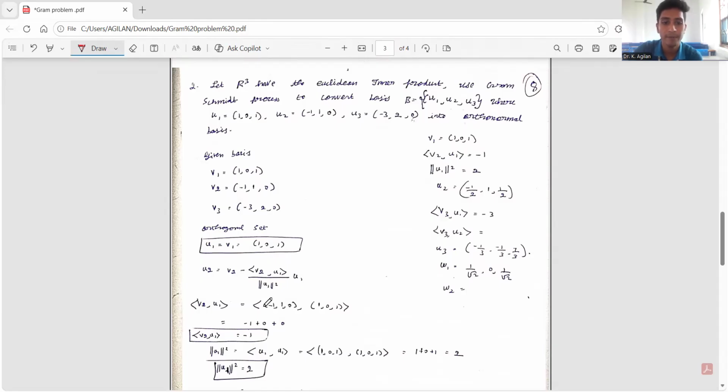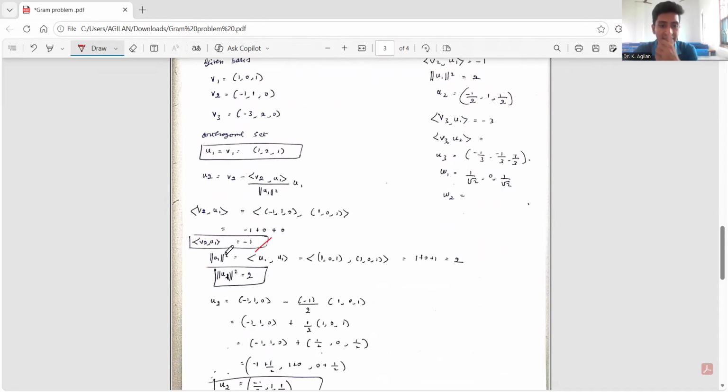So substitute here the inner product of minus 1, comma 1, comma 0 and 1, comma 0, comma 1. Minus 1 into 1 is minus 1. 1 into 0 is 0. 0 into 1 is 0. So after the operation, the inner product of V2, comma U1 is minus 1. Good. Fine. Next, we need to find the norm of U1 square, right?